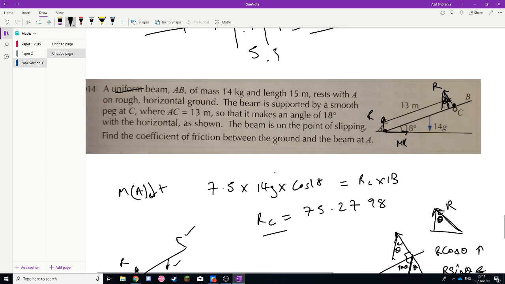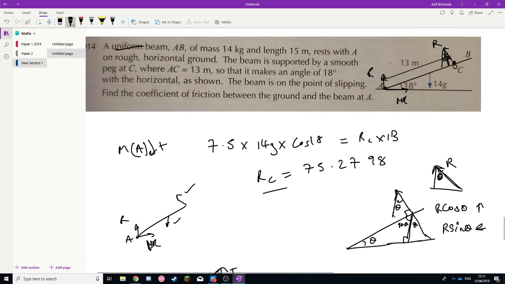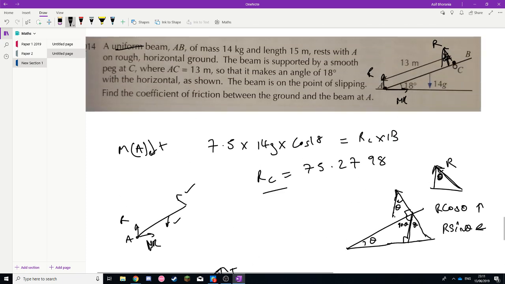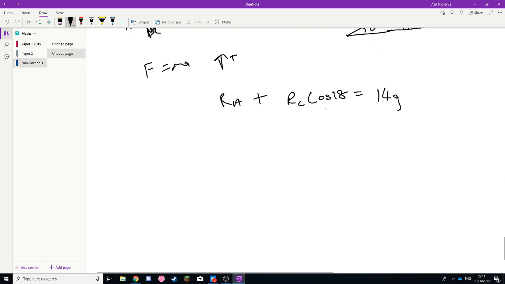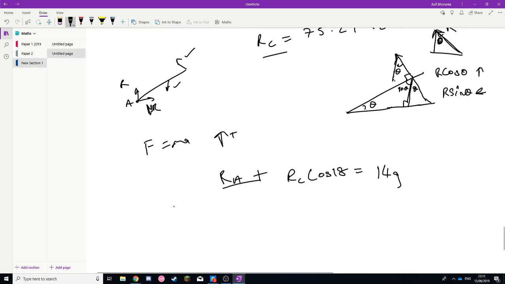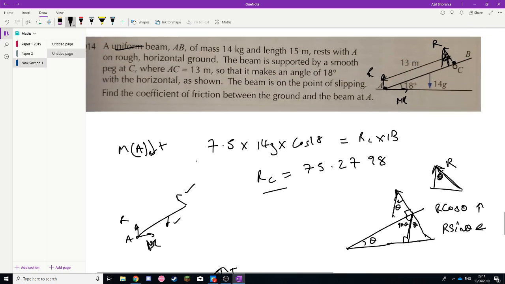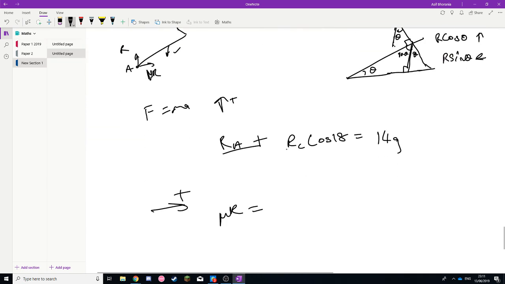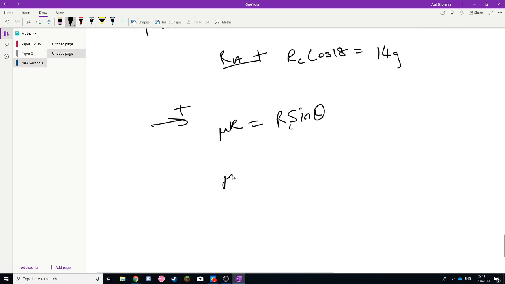Upwards positive. We have this Ra, plus Rc cos 18, is equal to the force down, 14g. I can work out Ra, nice, because I know Rc. And then finally, I have F equals ma horizontally. Mu R is equal to Rc sine theta. And I know R, so mu is equal to Rc sine theta over Ra.